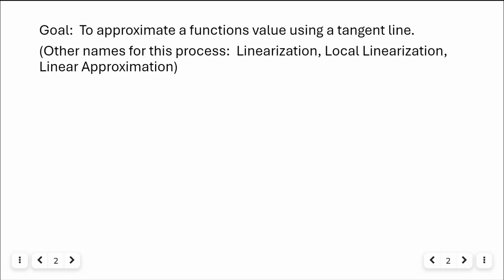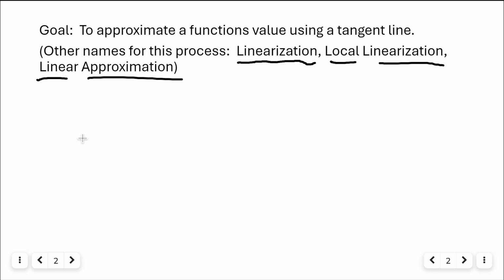Just so you understand, this process of tangent line approximations has a bunch of different names. You can call it linearization. You could ask to find the local linearization. You can find a linear approximation. Any one of those, tangent line approximation, they all mean to do exactly the same thing.